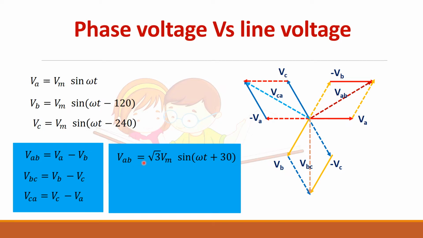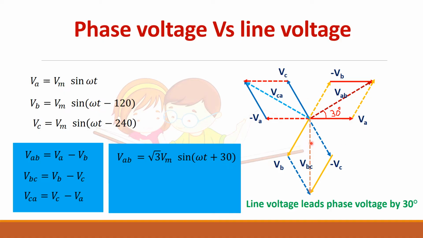VAB is equal to root 3 Vm sin(omega t plus 30 degree). Why 30 degree? Because that is the phase difference between these two. 30 degree is here. Plus 30 because VAB is leading VA by 30 degree. You see the magnitude of VA is here, whereas VAB is root 3 times greater. So VAB is equal to root 3 Vm sin(omega t plus 30 degree).